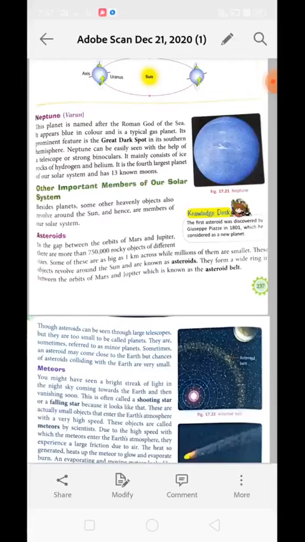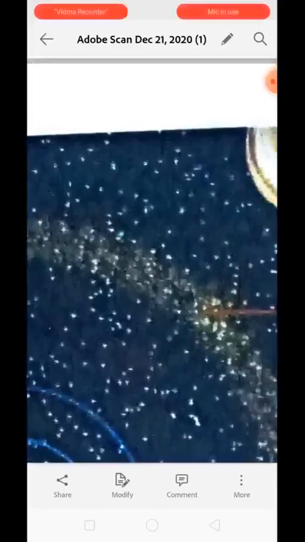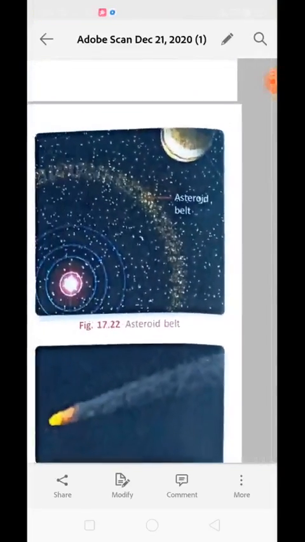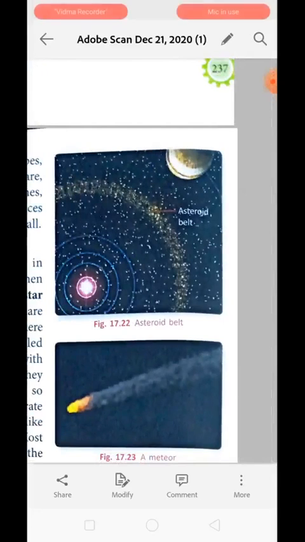The first one that we are going to discuss is asteroid. You can see there is a ring like structure which is present, and they are separating Mars from Jupiter. In between the orbits of Mars and Jupiter there lie lots of stony structures which are floating in the sky, in between the orbits of Mars and Jupiter. Just see, what are they called? They are called asteroids.